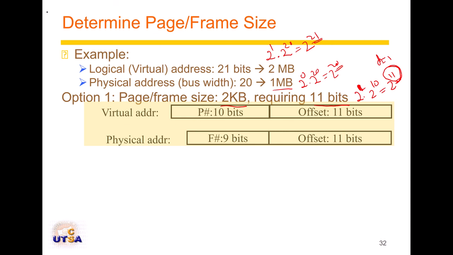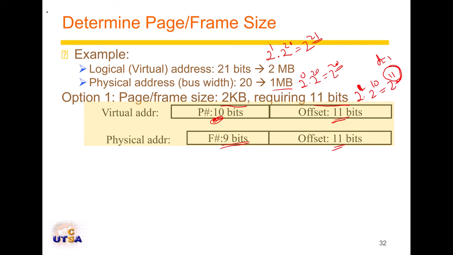Okay, so since we decided that the page size is going to be 2 kilobytes, we will assume that 11 bits are needed for the offset, so the remaining bits on the virtual address space, like 21 minus 11, will be 10 bits, used for our page numbers. And similarly, on the physical address space, we are going to use 11 bits for addressing each byte. So the remaining bits, which is 20 minus 11, will be used for the frame number. So we will have 9 bits for the frame number.